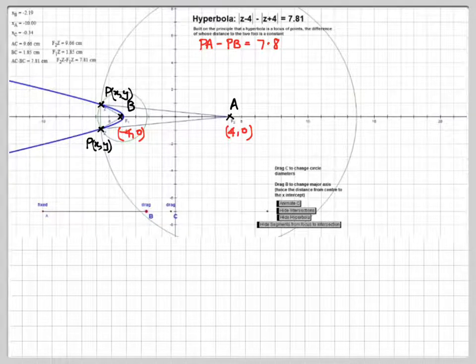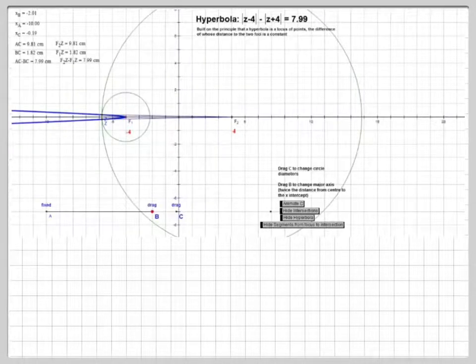Now let's have a look at the next one. I couldn't quite get to 8. I think I got to 7.98, because my mouse wasn't sensitive enough on the computer to get it to do 8. So 7.99. That's pretty close, and it's about to collapse into a single straight line emanating from the left-hand focus and going to the left. Because if you think about it, guys, look. Wait, I better label a few points here for you.